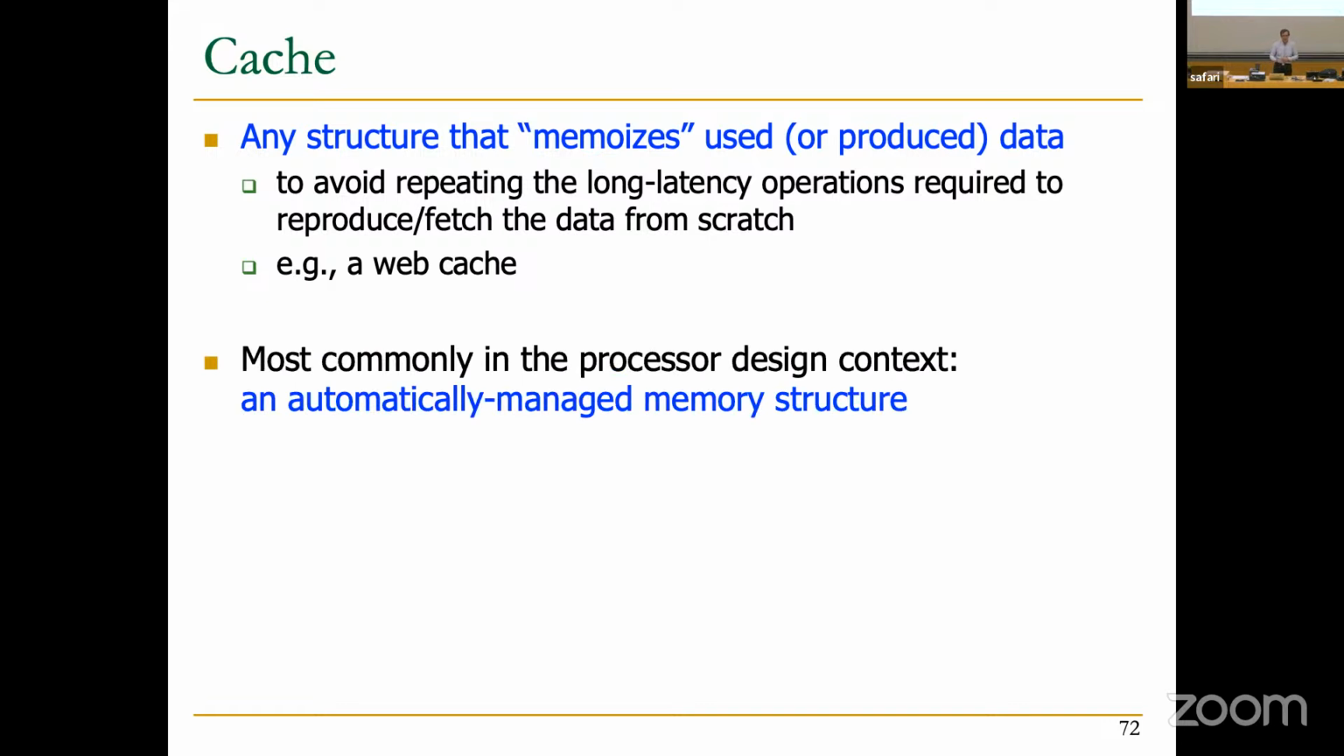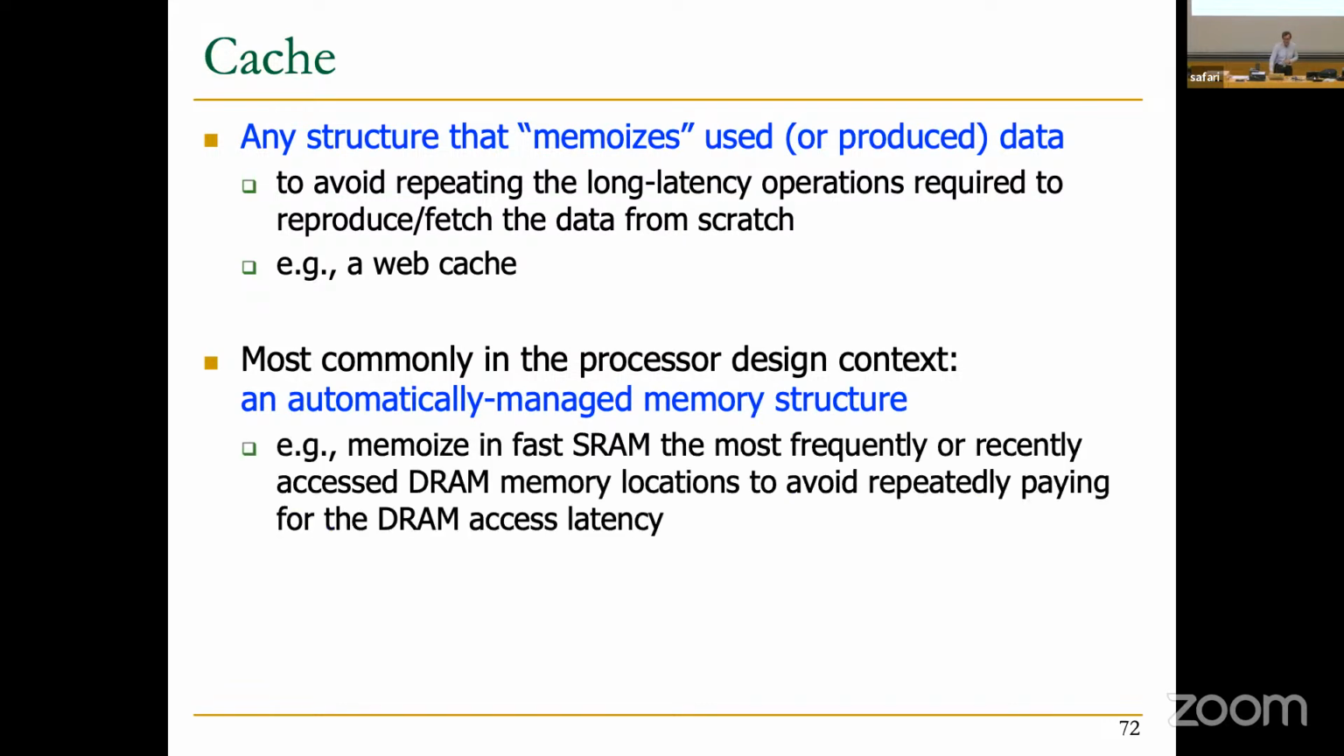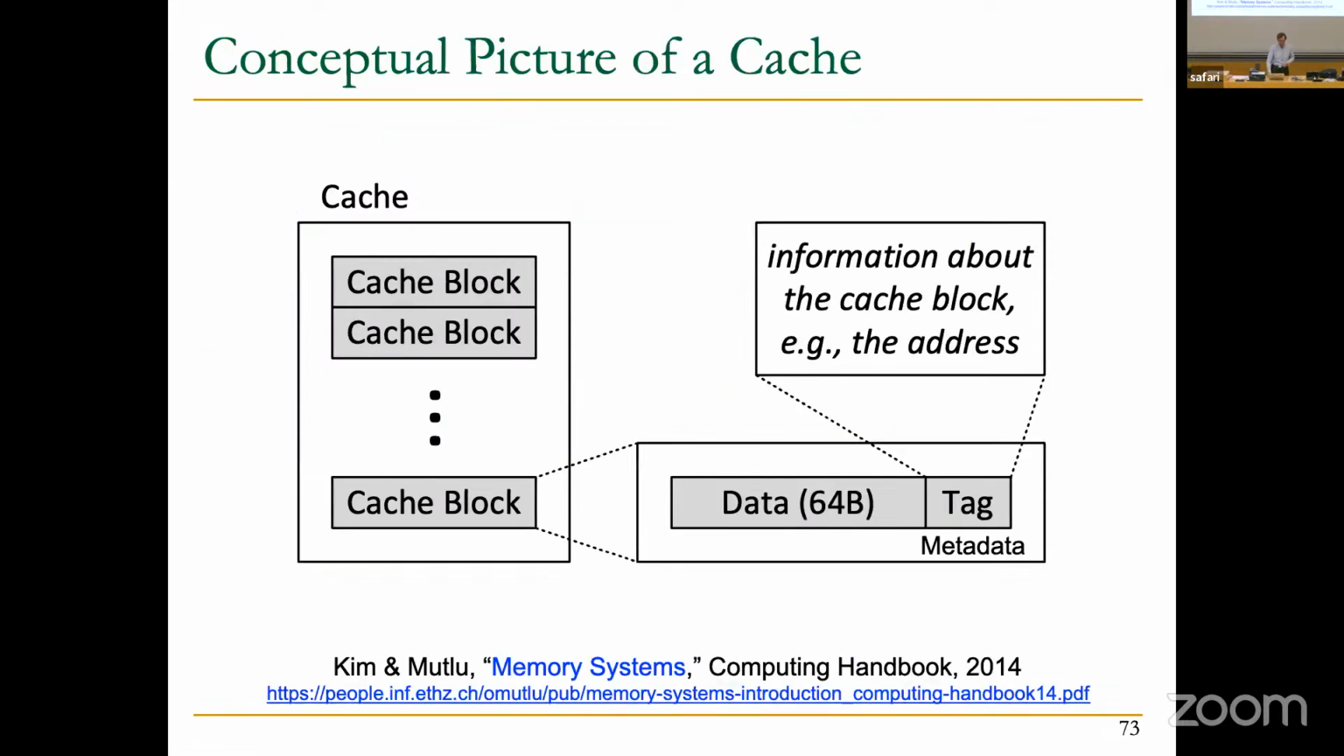But in the processor design context, a cache is essentially an automatically managed memory structure. And that's the context we're going to look at. For example, we're going to memorize in fast SRAM the most frequently or recently accessed DRAM memory locations to avoid repeatedly paying for the DRAM access latency. Right? That's what we're going to see most.